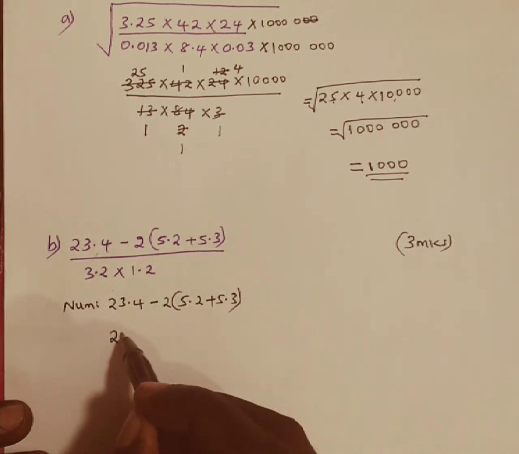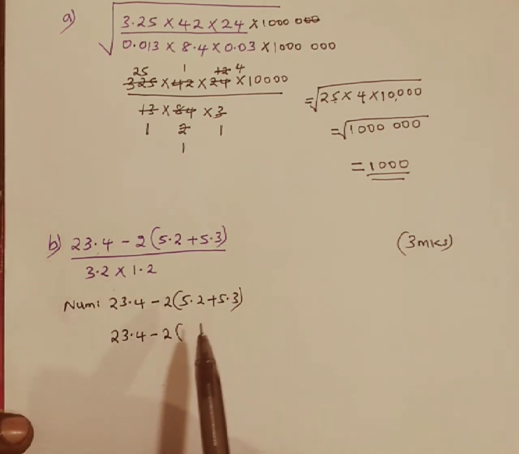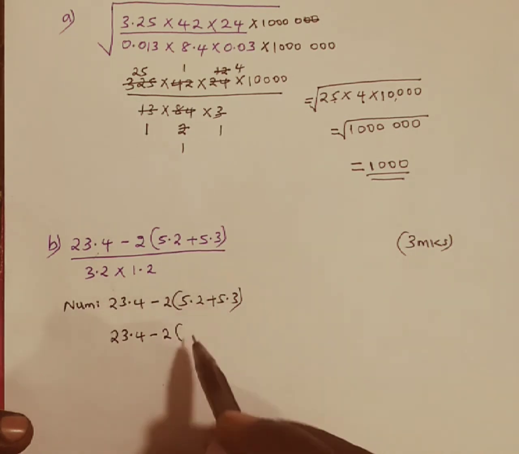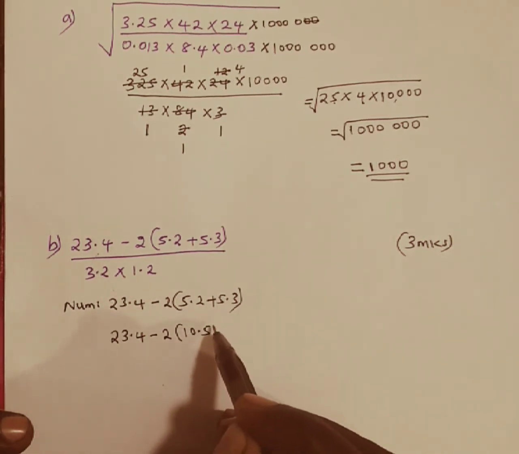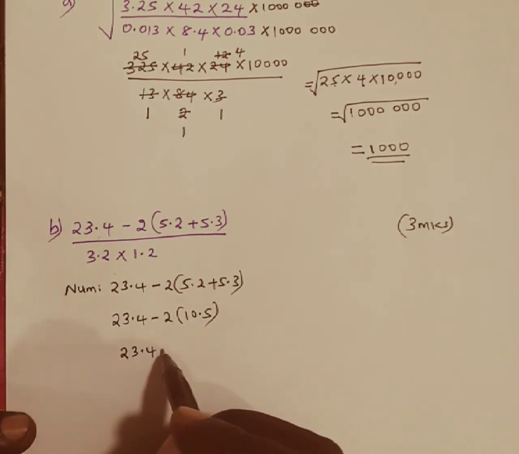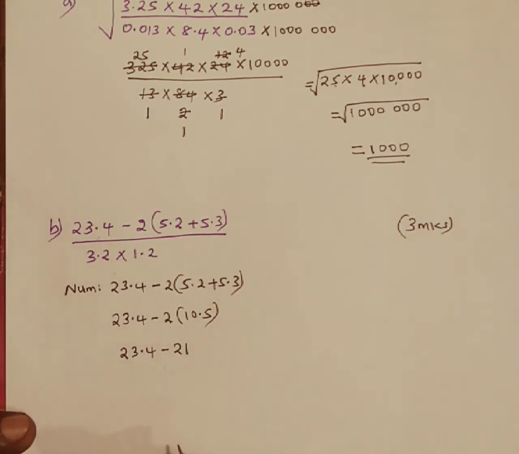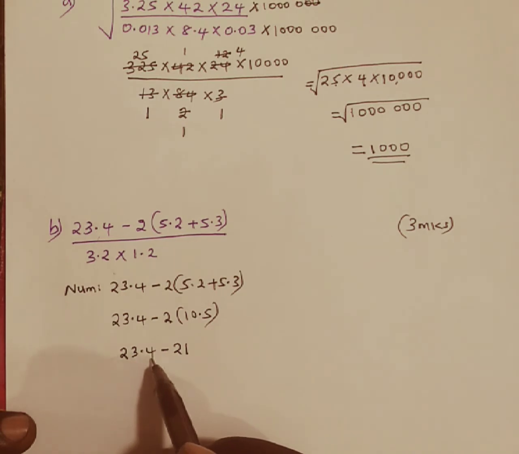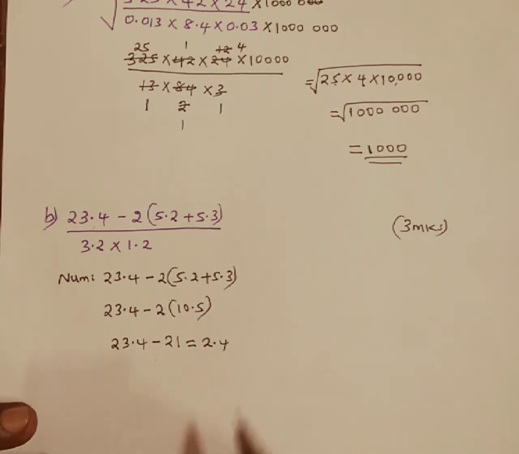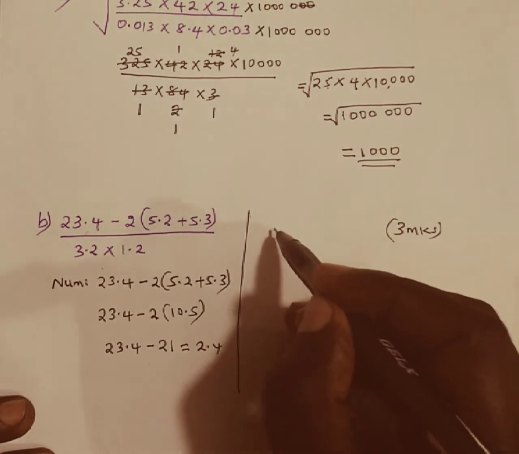So this is like we have 23.4 minus 2 into, we are going to use BODMAS, and in this case we add the brackets first. 5.2 plus 5.3 will give us 10.5. We move down, we are going to have 23.4 minus, if you take 2, you multiply by 10.5, we are going to get 21. And if you take 23.4, you minus 21, this one is going to give us 2.4. Having done that, we can now join the numerator and the denominator.